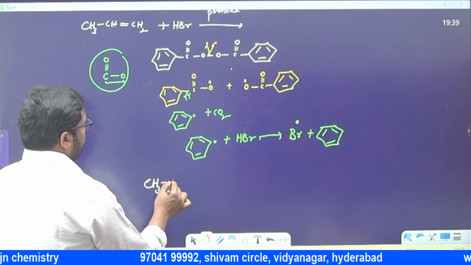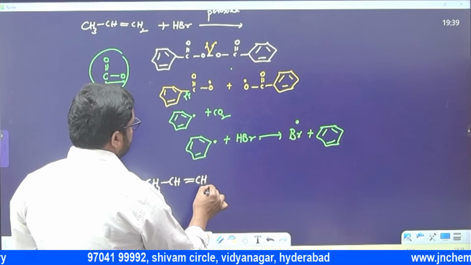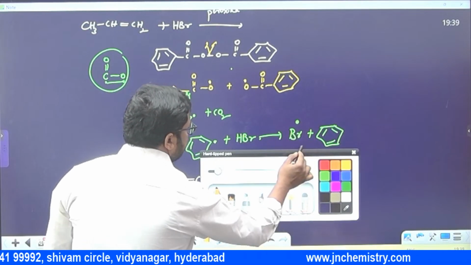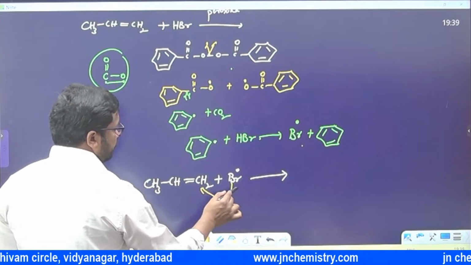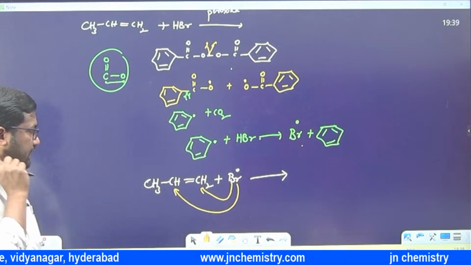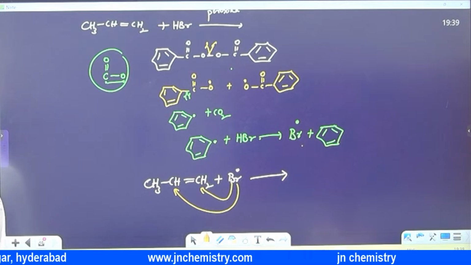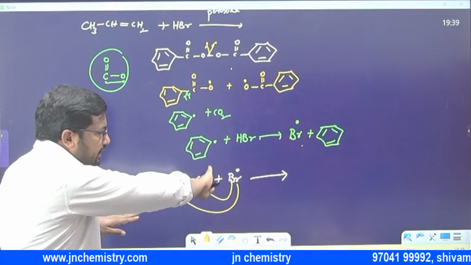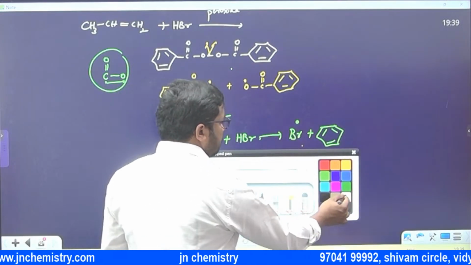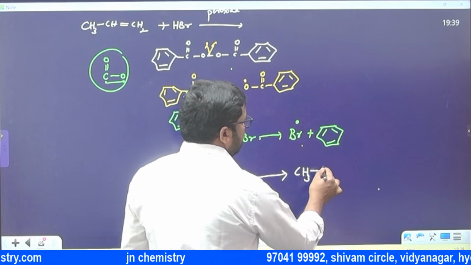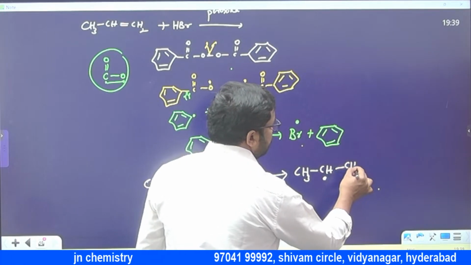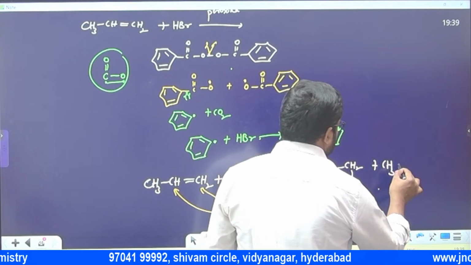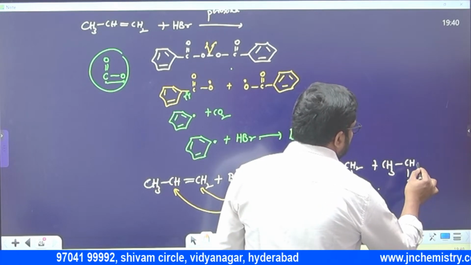CH3, CH double bond CH2, Br radical. This Br radical, where is it attacking? The first position, second position, where is it attacking? If it attacks the first position, homolytic cleavage takes place and two radicals are coming, this radical, right? So if it attacks the first position, we get CH3, CH radical, CH2, Br. And if it attacks at the second position, CH3, CH, Br, CH2 radical.